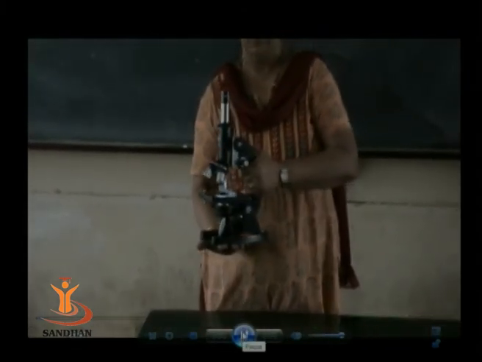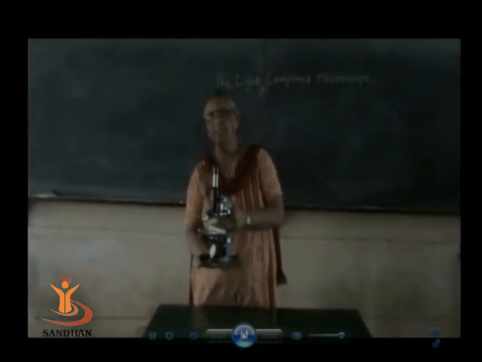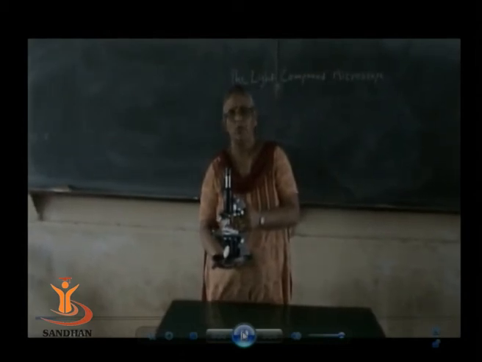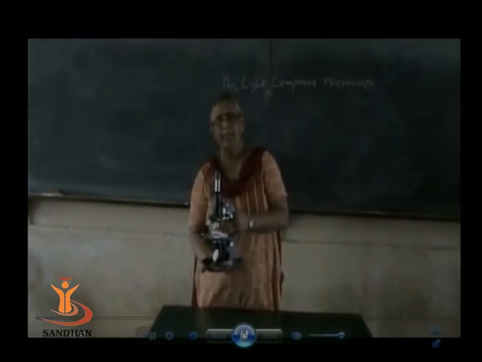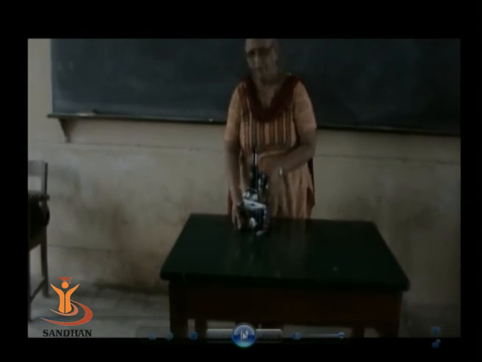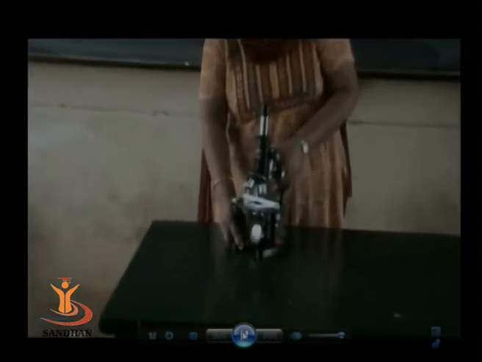While handling the microscope, one hand should be holding the handle, whereas the second hand must be supporting the foot of the microscope. This is the right technique for handling the microscope. So whenever you are bringing the microscope to your working table, it should be handled like this. Now let us see the component parts along with the path of the light rays.